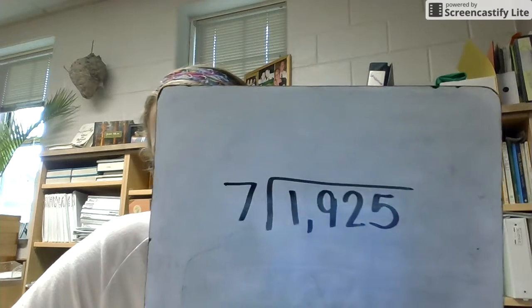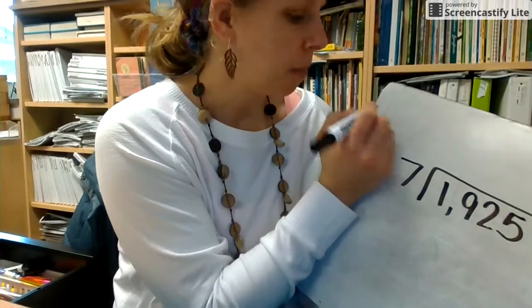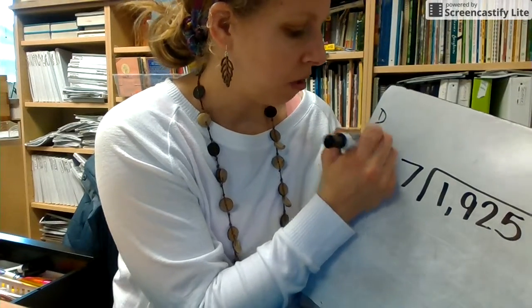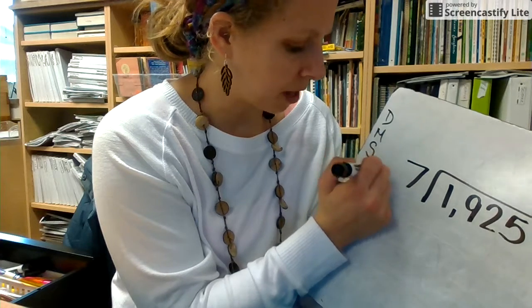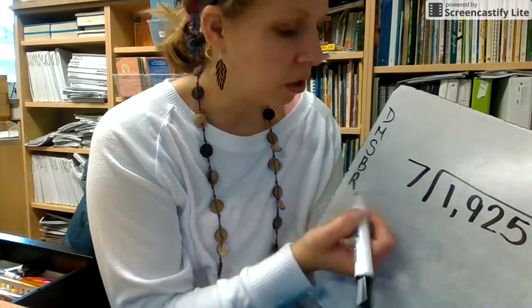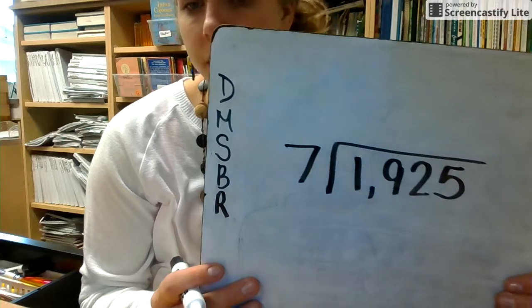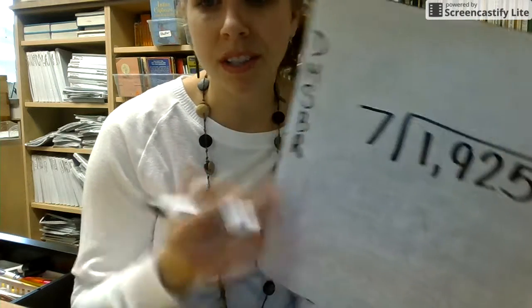Some of you were sharing with me that you feel kind of comfortable until the numbers get bigger and bigger. So we're going to try one right now. We're going to try 1,925 divided by 7. And the thing is not to get tricked by this, because it's the exact same thing. You divide, multiply, subtract, bring down, and repeat until you get a remainder smaller than 7. Okay? So it's just over and over again.